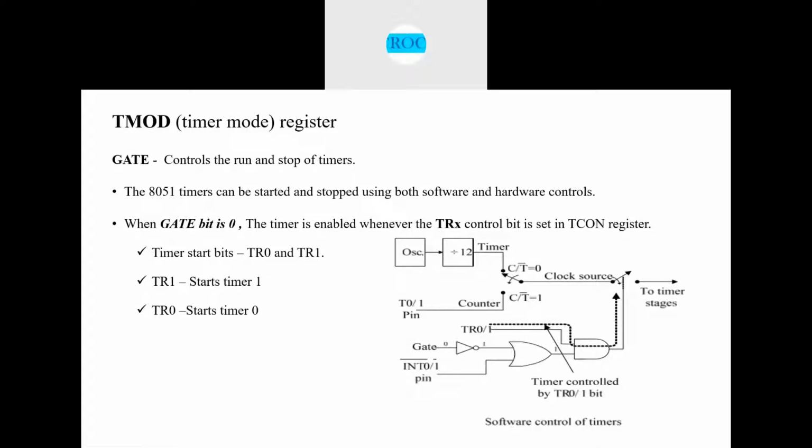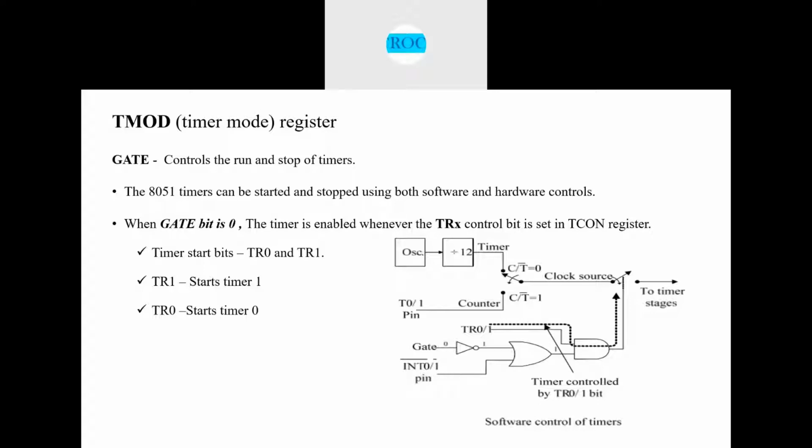What is the gate signal? The gate bit is important to control, to start and stop the timers. You can see from this diagram that when the gate signal is 0, the output of the inverter will be 1. So irrespective of this pin, the external interrupt 0 or external interrupt 1 pin, the output of this OR gate will be 1.